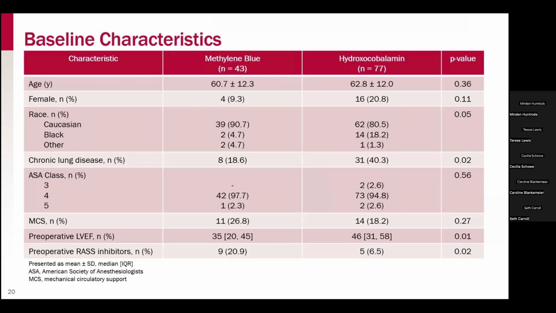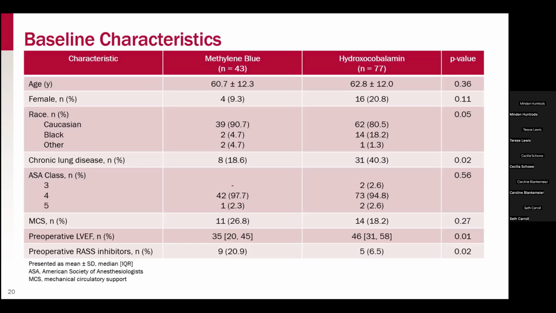Majority were male patients that were white. There was a difference in the chronic lung disease between the two groups, with that being more common in the hydroxocobalamin group. And then in their American Society of Anesthesiologists class, most patients fell in the classification of 4.